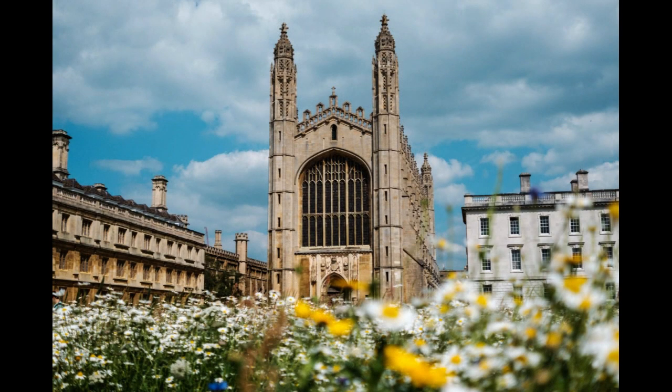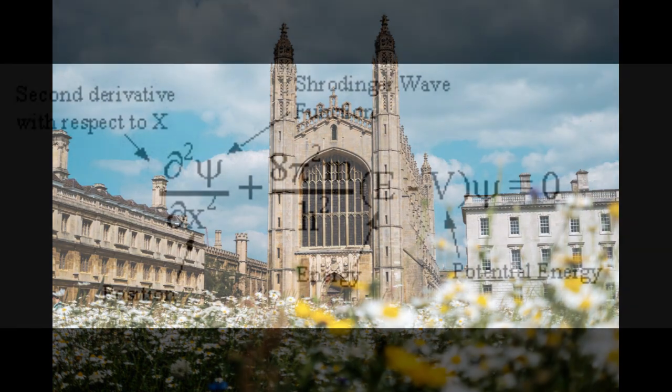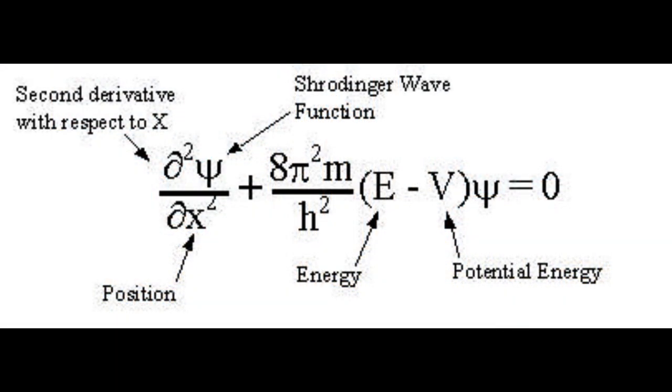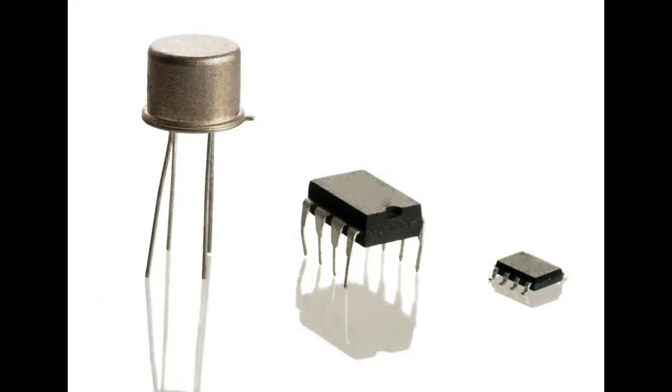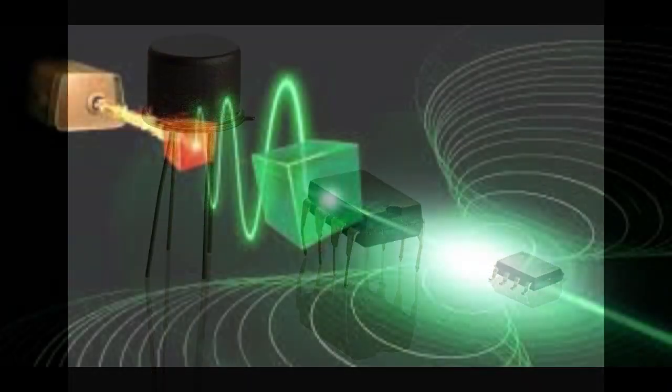In 1933, Schrödinger was awarded the Nobel Prize in Physics for his work on quantum mechanics. He continued to work at the University of Cambridge until his death in 1961. Schrödinger's contributions to physics are still widely studied and used today. His work on quantum mechanics has led to many important technological innovations, including transistors, lasers, and computer chips.